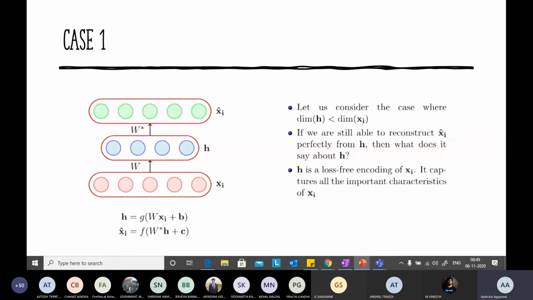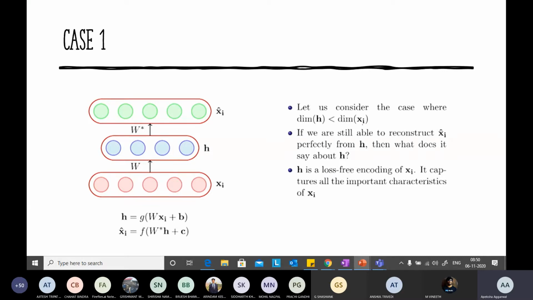Now consider the case where the dimension of h, that is the hidden layer, is smaller than the dimension of xi. So what happens in that case? If the dimension of h is smaller than xi, some information from xi would be lost. So we want to store those values in h which represent all the relevant information required to regenerate that xi, that input. So h basically contains only important information about xi. It does not contain irrelevant information.